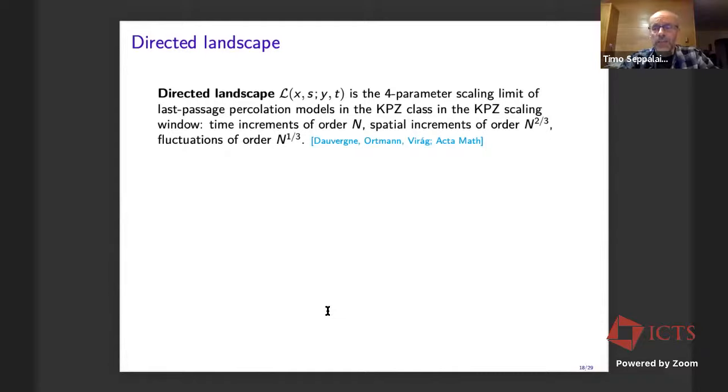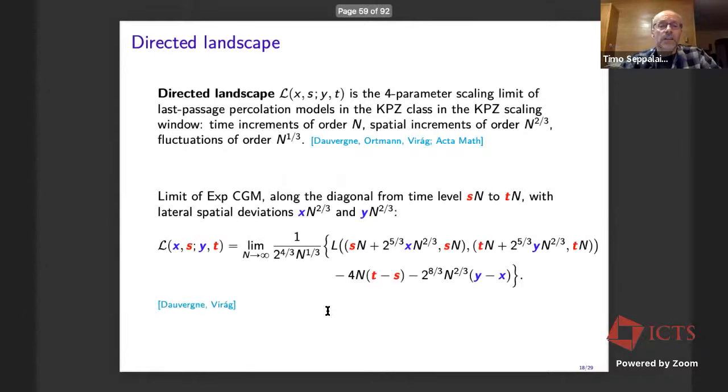The directed landscape is a continuum last passage percolation model. And it is the scaling limit, the putative universal scaling limit, of all the planar models in the KPZ class. I'm denoting it by this script L, obviously notation inherited from Dauvergne-Ortmann-Virag's seminal paper. Here, for example, I'm stating the limit result for the corner growth model. I've colored the time variables S and T and the space variables X and Y so that you have some sense of how they appear in the limit.